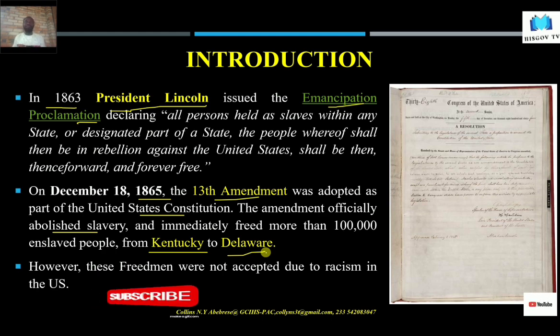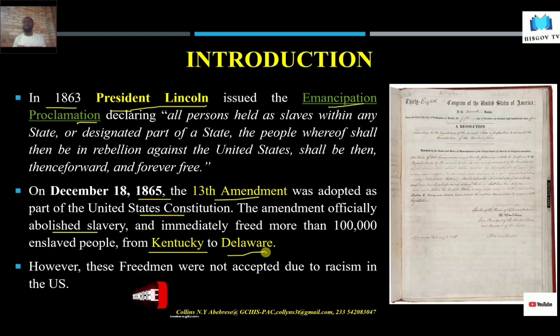Racism was all over, discrimination was all over, because of the perception that these Europeans have had about Africans all this while, that Africans had no soul, that Africans were backward people, and all these things fed into racism. And so they came to a point where they were not accepted. These freedmen were not accepted in the society. Everywhere they go, they were being discriminated against.